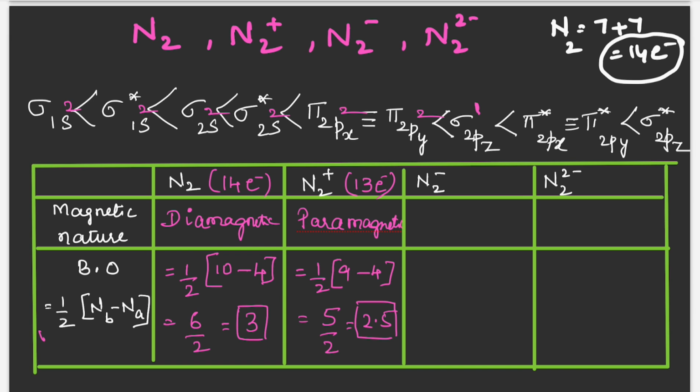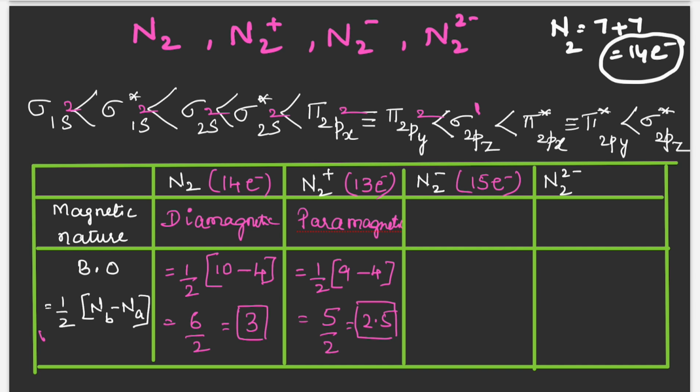Next is N2 minus. How many electrons will be there? N2 means 14 electrons. N2 minus means you have to add 1 electron to 14. So 14 plus 1 will be equal to 15 electrons. So here I'll write it is equal to 15 electrons.